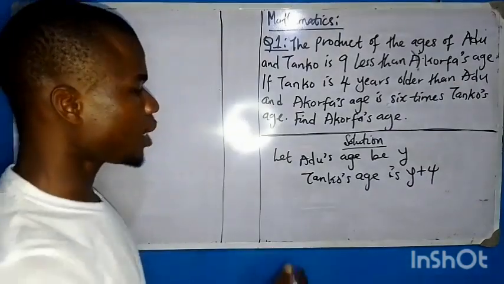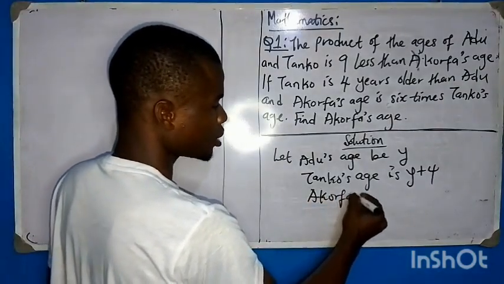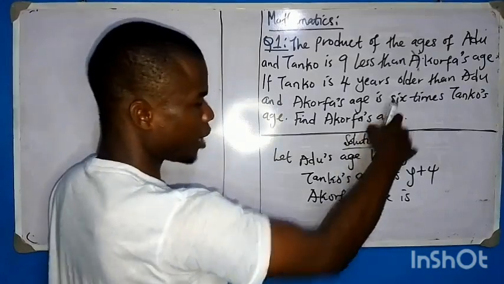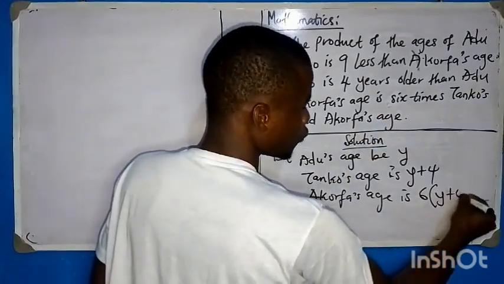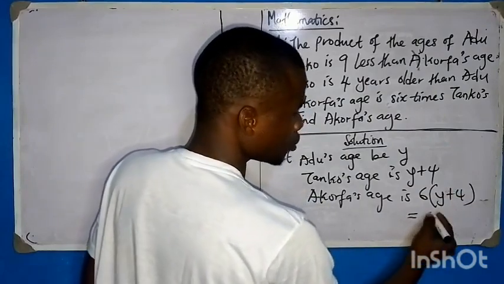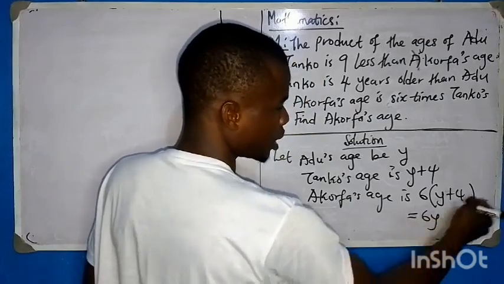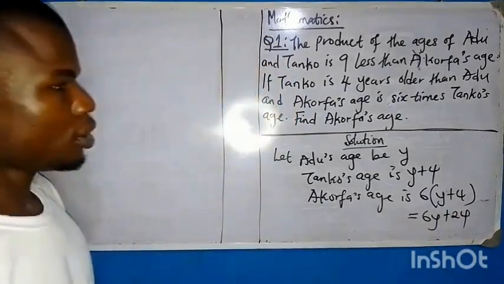And then Akofa's age is, from the question, 6 times Tanko's age. So that's 6 of (Y plus 4), which is equal to 6y. If I open up this, 6 times y, 6y, 6 times 4, 24. 6y plus 24 is Akofa's age from there.